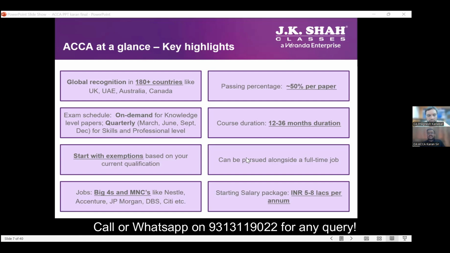The ACCA exams are conducted in 3 levels: knowledge, skills, and professional. You have to just give the last level, which is the professional level, since the first 2 levels are completely exempted for you as a chartered accountant. The course duration ranges between 12 to 36 months because that depends on the number of exemptions you are eligible for. In your case, since you get 9 paper exemptions out of a total of 13 papers, you just have to give the last 4 papers of the professional level. Hence, the course duration is even less than 12 months.